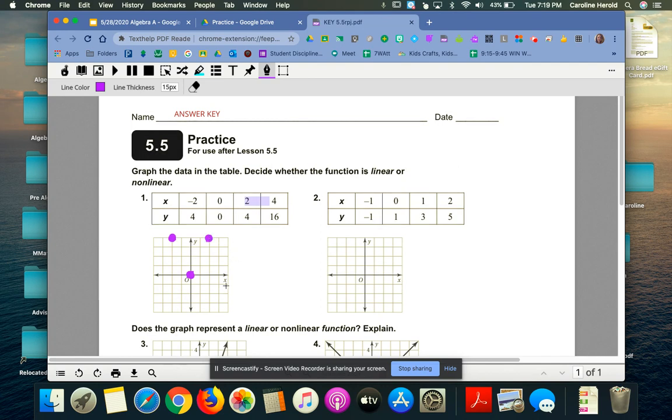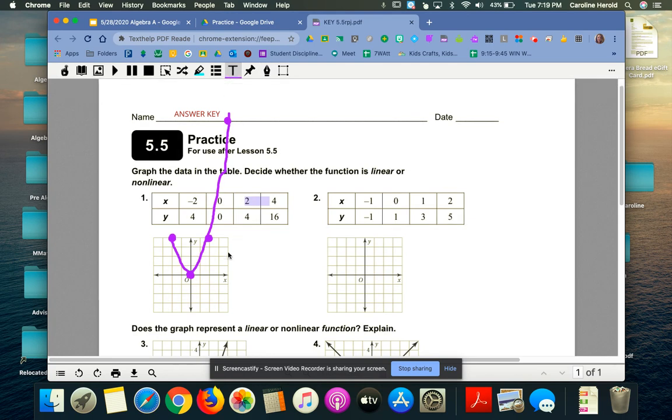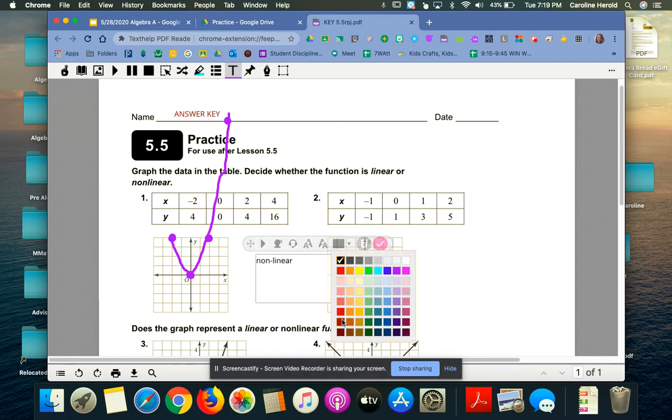Already it's looking a little zigzaggy here. And (4, 16) would be way off the page, and I'd end up with some kind of weird shape like this. So I'm thinking that this is not linear. If I try to connect the dots and follow this pattern, it looks kind of like this. So I would say no, not linear. Let's make sure we get that on here, non-linear. Okay, all right, let's look at the next one.